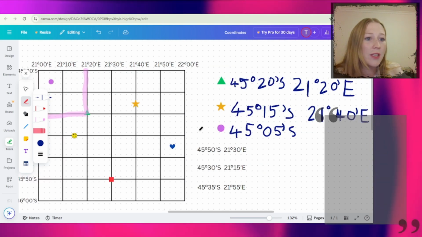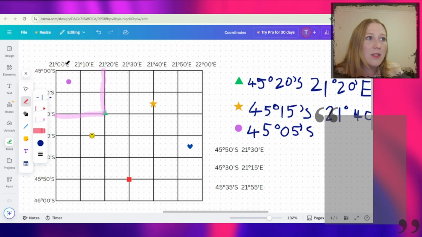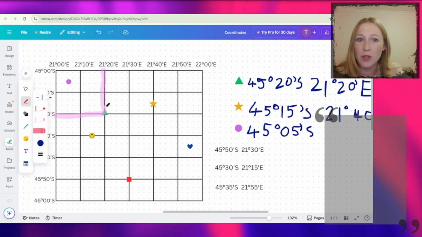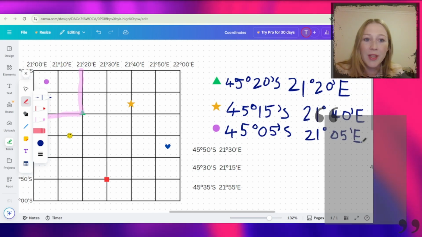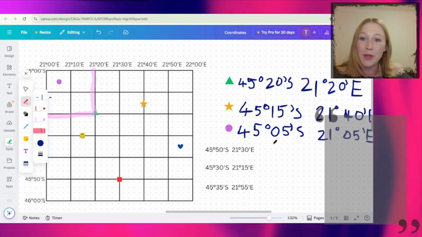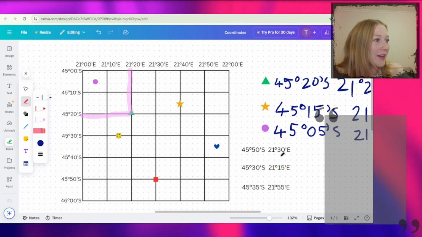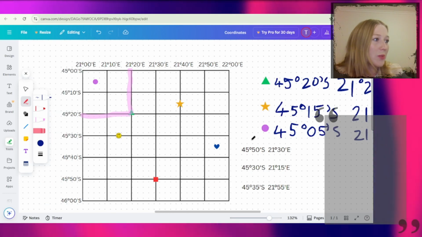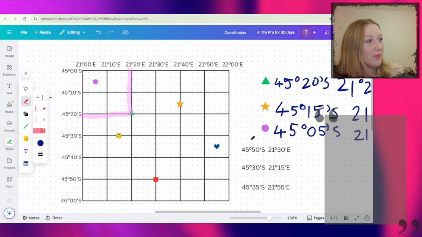And then how far east? It's between 0 and 10, so it's again 5 minutes. There we go. Well done. We got all of these coordinates with degrees and minutes. Okay, let's see what symbols we can find at these coordinates.